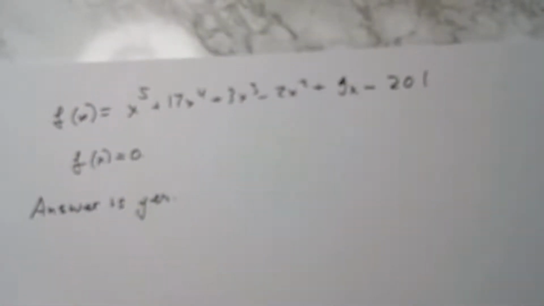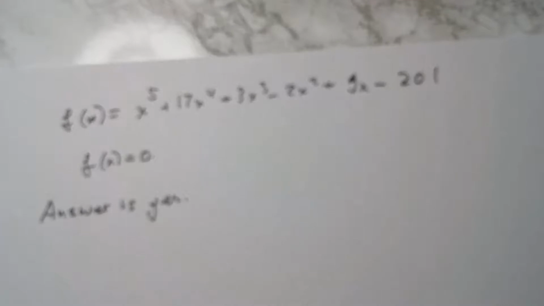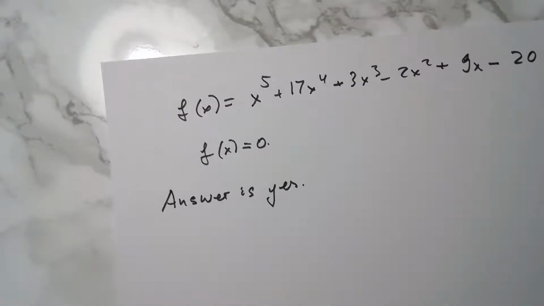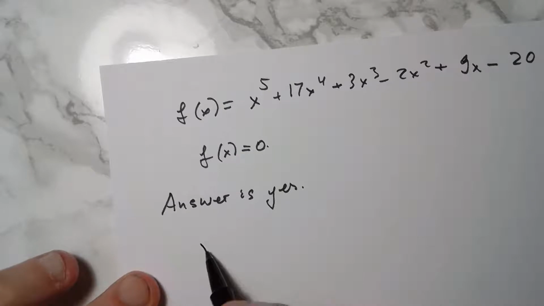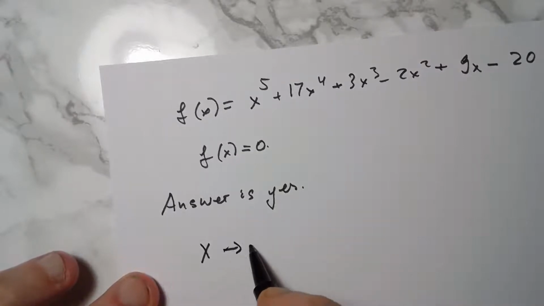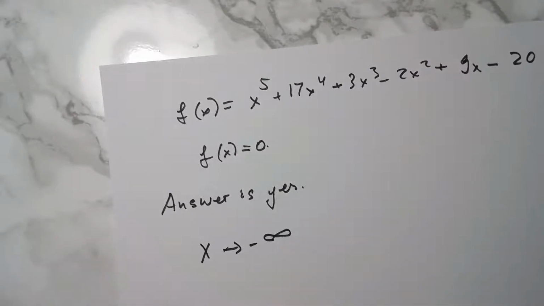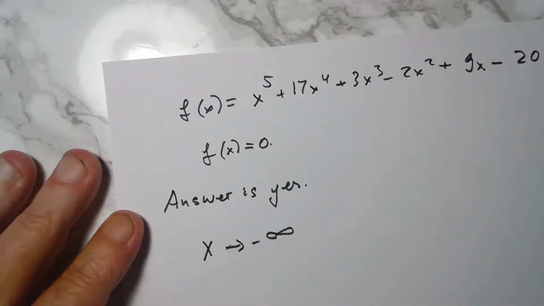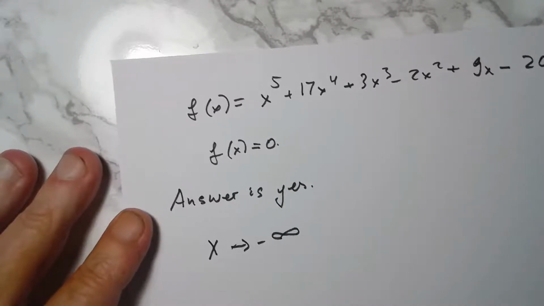Well, why is the answer yes? Think about it. What will happen to this function if x gets very, very small, say if x tends to negative infinity, if x is minus a trillion or something like this? Well, this x to the power 5 will be a huge, huge negative number, and it will be so huge that all of those other terms will not kill the negative sign.